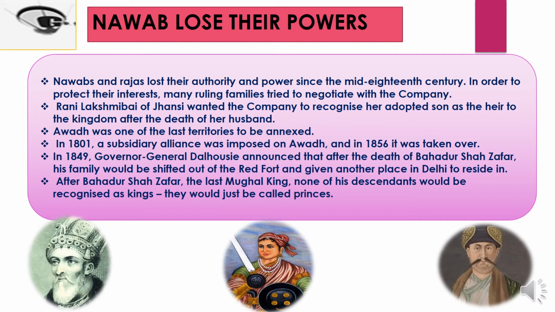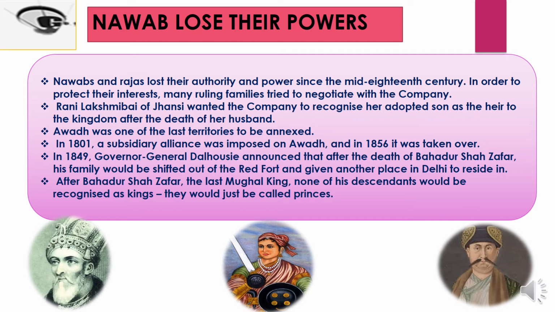Many ruling families tried to negotiate with the company to protect their interest. For example, we can take the example of Rani Lakshmi Bai of Jhansi. She wanted the company to recognize her adopted son as the legal heir of the kingdom of Jhansi after the death of her husband. And Nana Sahib also adopted a son of Peshwa Baji Rao, and he also wanted the Britishers to accept his adopted son as a legal heir. He also gave up his father's pension. However, the company was confident of its military powers and turned down their pleas. It means the company didn't pay any attention to the requests made by these families.